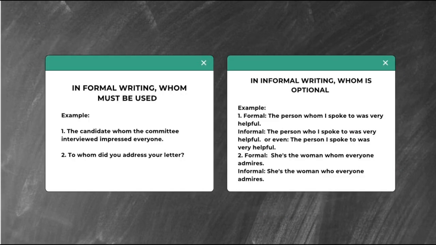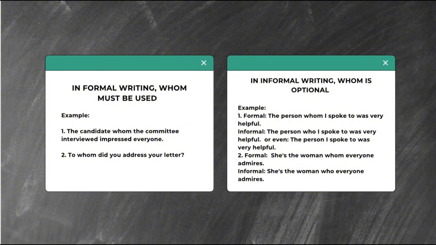Let's proceed to the formal writing, where whom must be used. The first example there is the candidate whom the committee interviewed impressed everyone. Whom is the object of the verb interviewed. The committee interviewed whom? The candidate, isn't it? Using who would be grammatically incorrect because who would be the subject, implying the candidate was doing the interviewing.